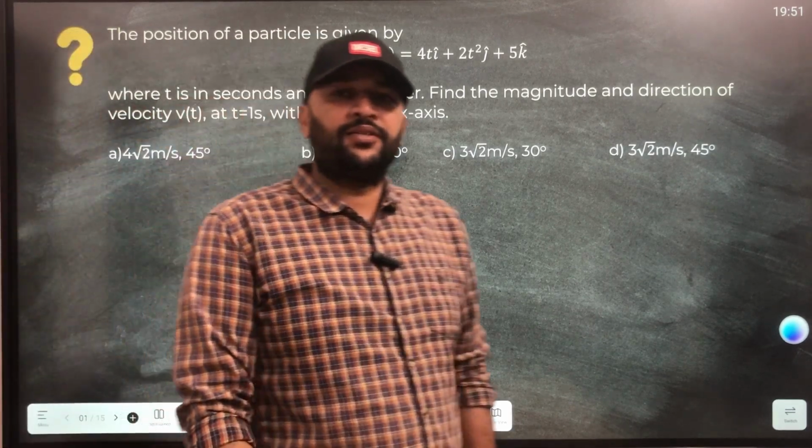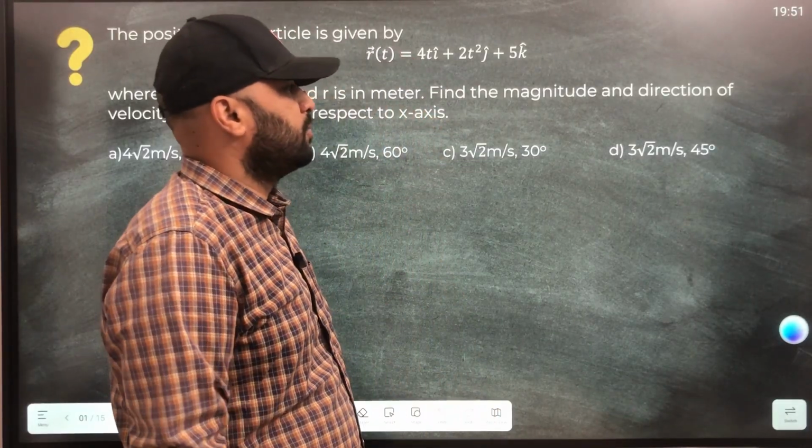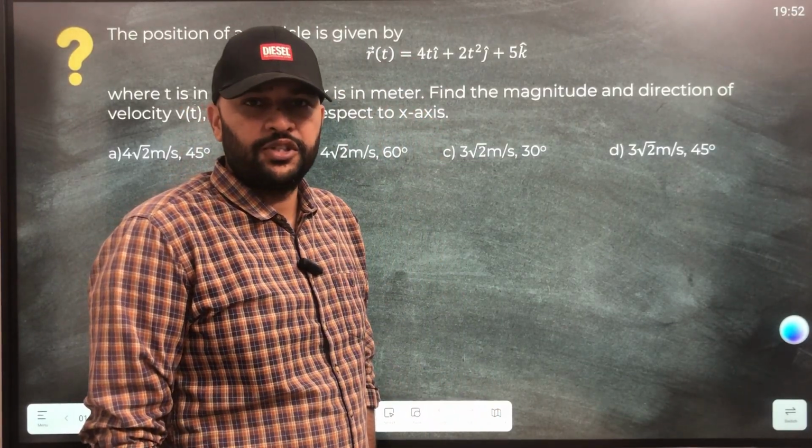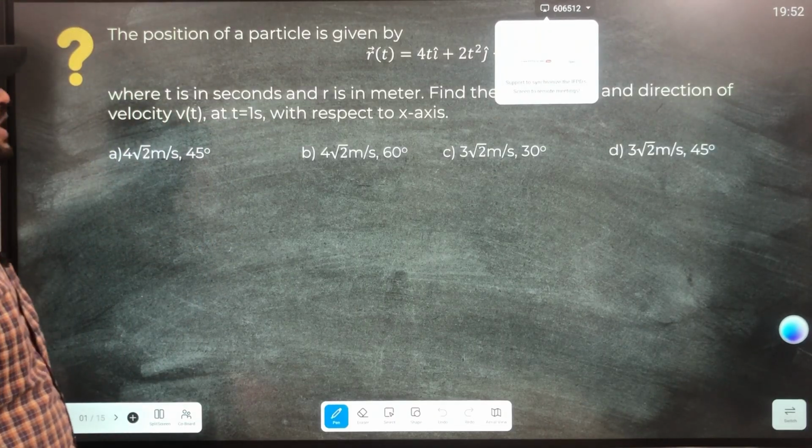Let's continue with our lecture series on NEET PYQ. Our last lecture was on motion in a plane, or you can say motion in two dimensions. So let's start with our first question in this particular new worksheet.